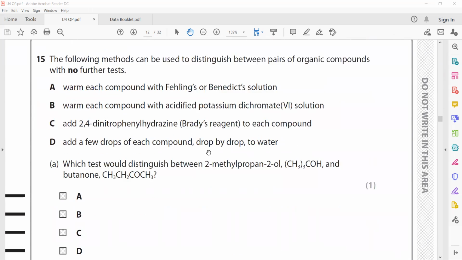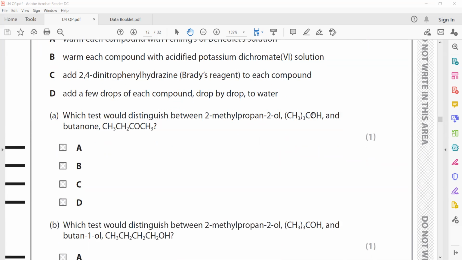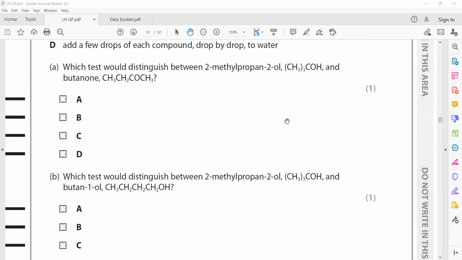In question 15, the following methods are used to distinguish the pair. Fehling or Benedict solution is used to identify whether it is an aldehyde or ketone. Acidified potassium dichromate is an oxidizing agent, so if a substance can be oxidized, we can use this. It will change from orange to green. Brady's reagent, 2,4-dinitrophenylhydrazine, is for carbonyl groups, for both aldehyde and ketone. And a few drops of compound added to water basically shows solubility, and a violent reaction will be there if it is ethanoyl chloride.